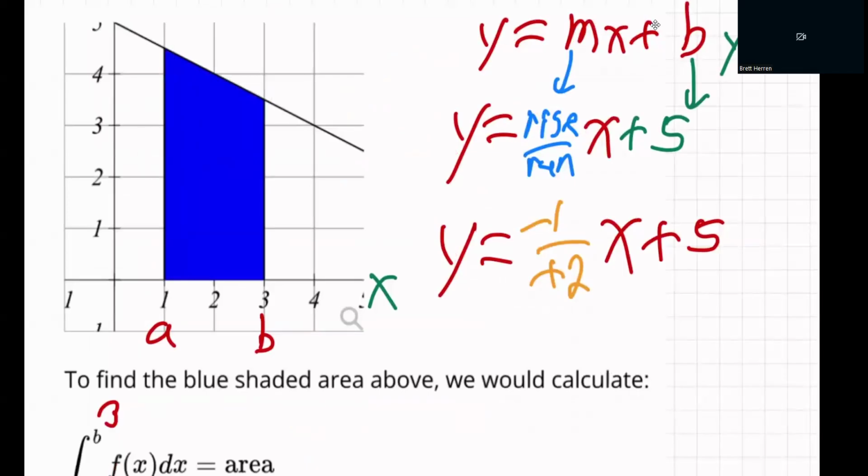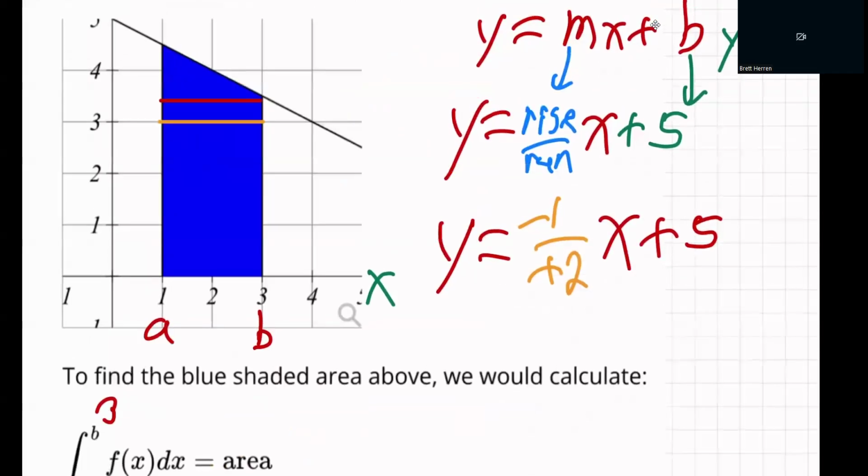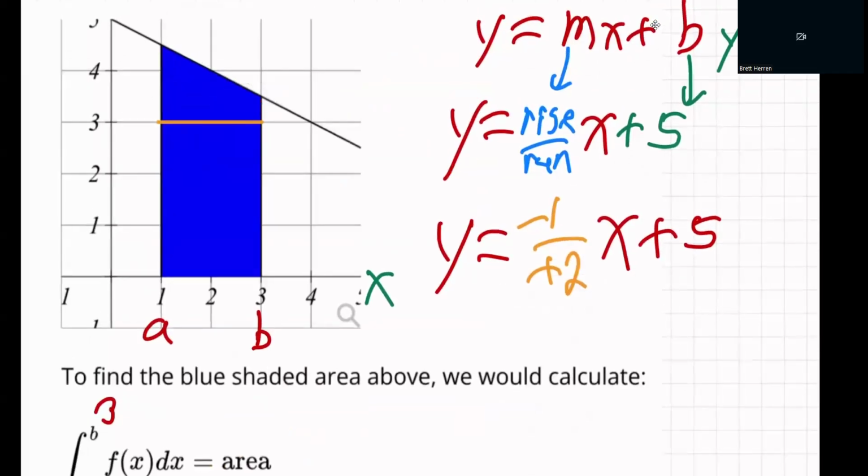What I'm going to do is draw a line right there, and another line right there. Why am I doing that? Well, because I want to make that a triangle. See, if I don't have this in, this shape right here is not a triangle.